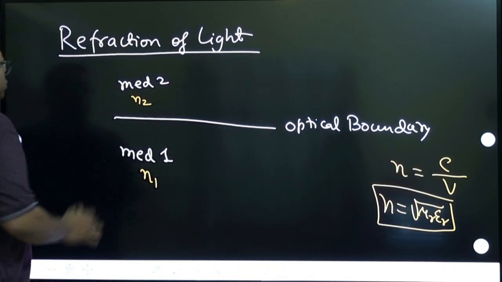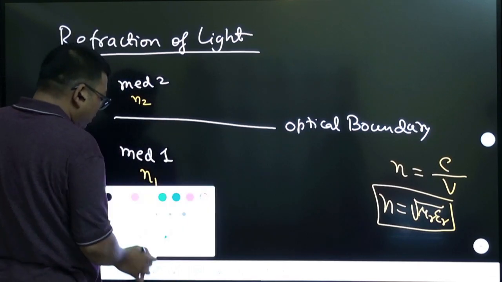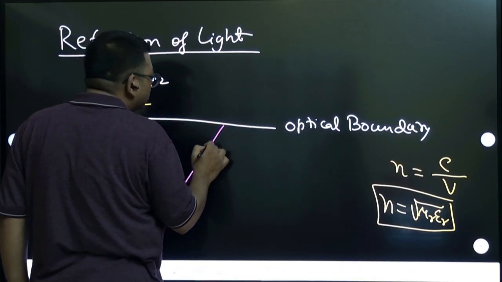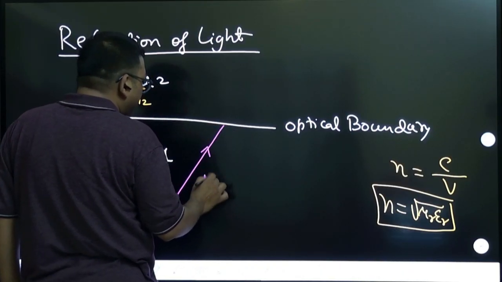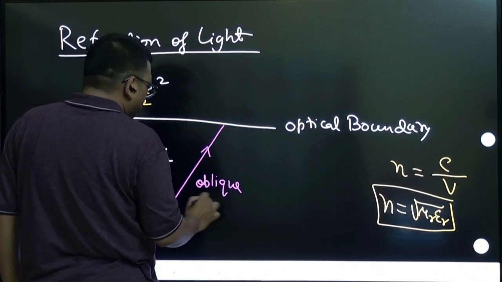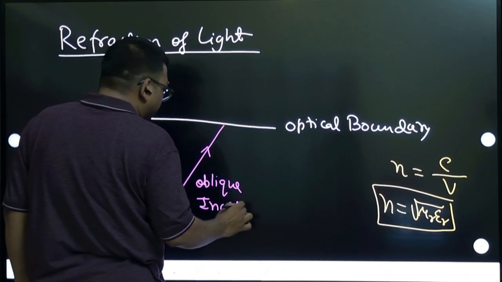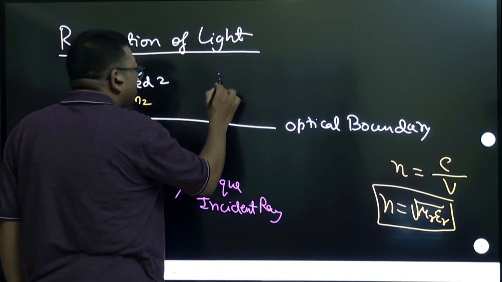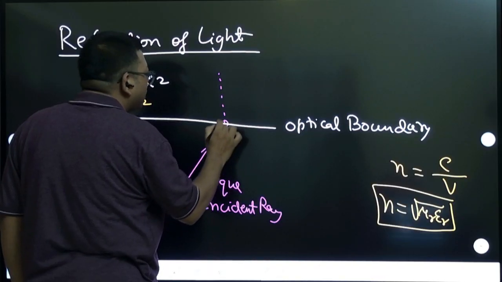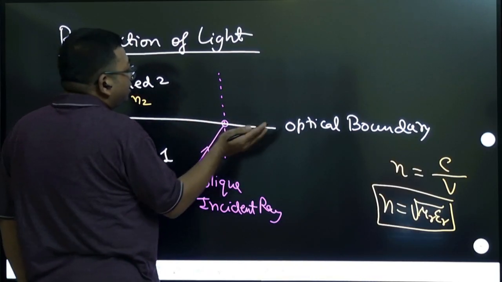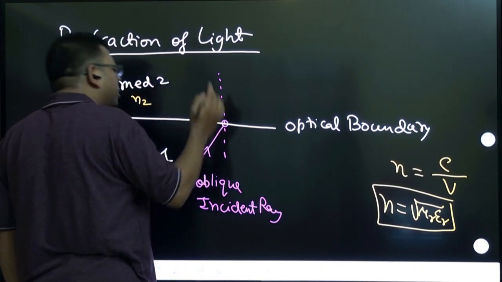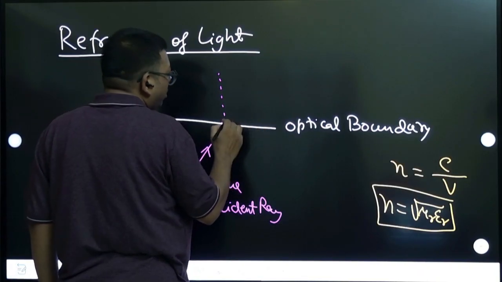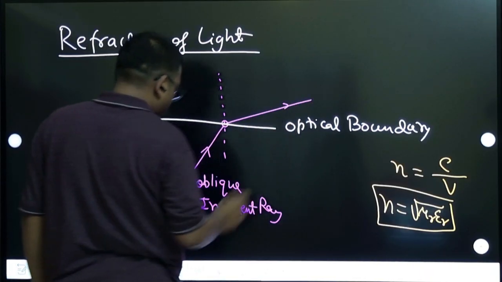Okay. So now suppose a ray of light is coming. What kind of ray? An oblique ray. First of all, you must know that this is an oblique incident ray. The oblique incident ray is coming here and hitting here, and then this ray will deviate from its path. It will not continue its path, it will deviate. It may go either towards the normal or away from the normal.